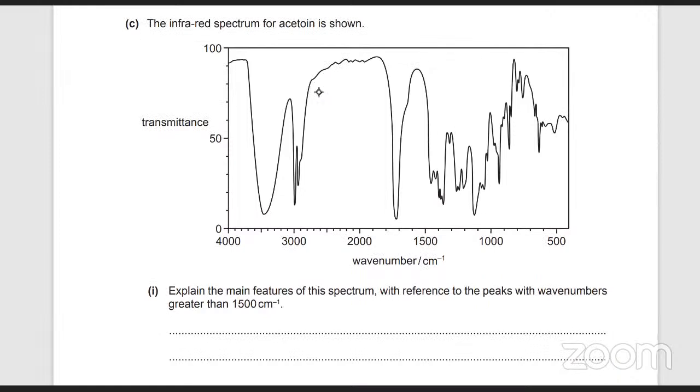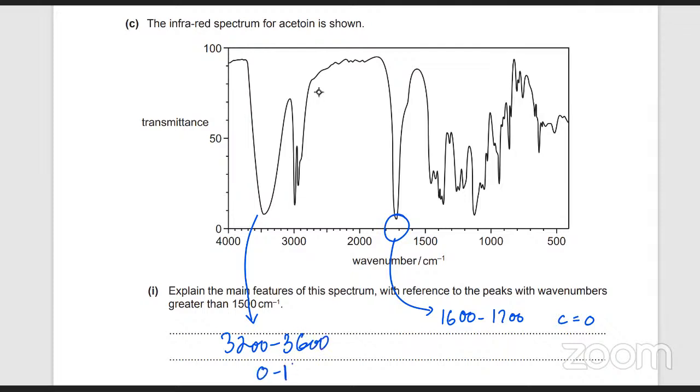You should remember this. Anything around 1600 to 1700 is a C double bond O. Anything above 3000, in the 3200 to 3600 range, is an OH bond that's absorbing the infrared spectrum. Explain the main features of this spectrum with reference to the peaks with wave numbers greater than 1500. Below that there's a lot of confusion, so you don't really comment on that.